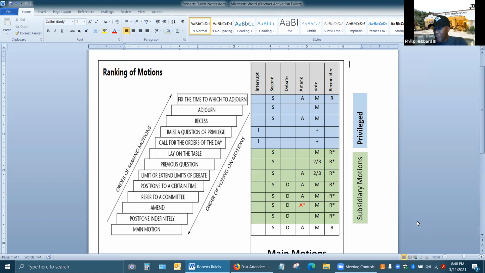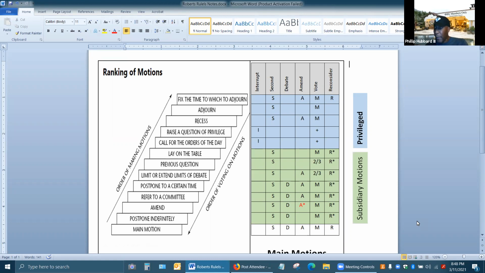Okay, this one, I need to just read a couple of things to you guys, only because of the importance of it, even though when you look at it, it looks kind of harmless. But this one is not harmless. This one will definitely give the chair an easier way to facilitate the meeting itself.